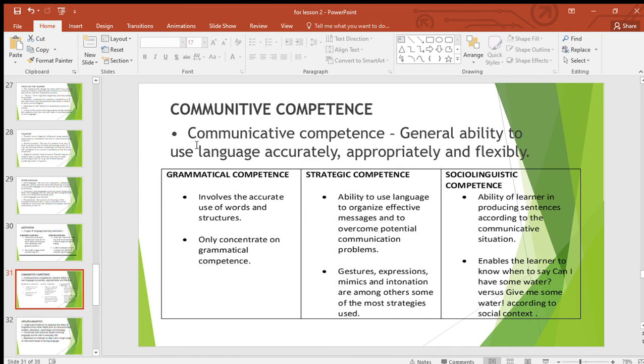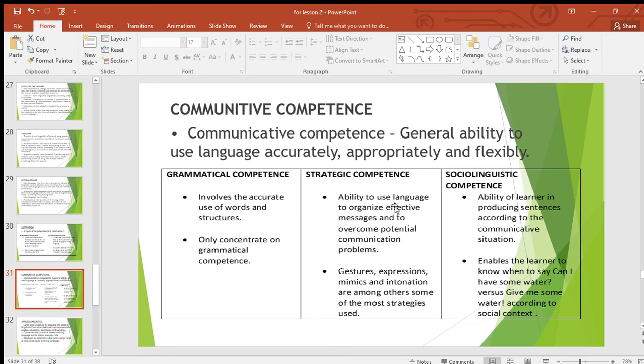Moving on. So we have what we call communicative competence. Communicative competence is the general ability to use language accurately, appropriately, and flexibly. So when we learn a second language, we are ranked or scored or observed by our communicative competence, in which we have three categories. We have grammatical competence, strategic competence, and social-linguistic competence. When we say grammatical competence, yun nga, grammar, it involves the accurate use of words and structures, and only concentrates on grammatical competence. So when you are talking, I will be observing, are you using the right words? Are you using the right tenses? Are you saying something happened in the past but you're using future tense?